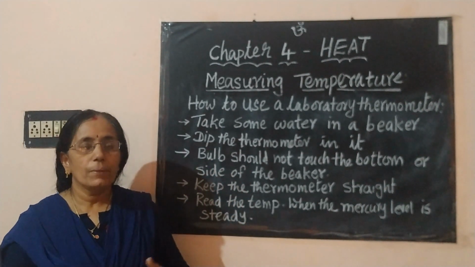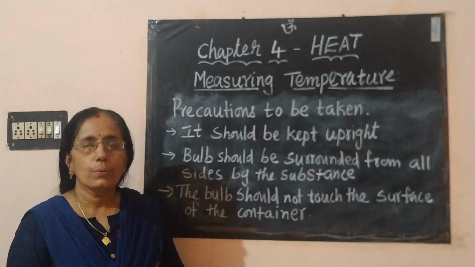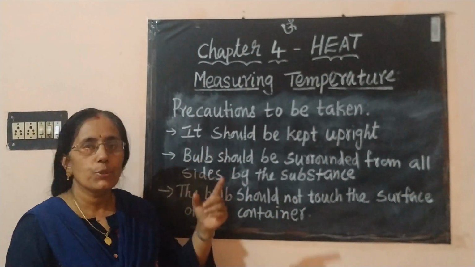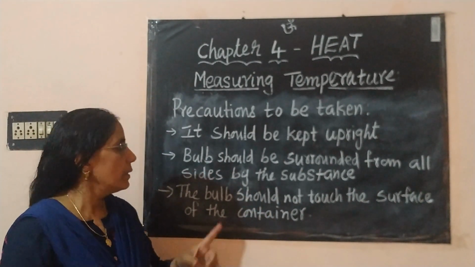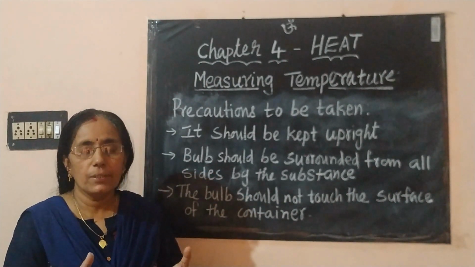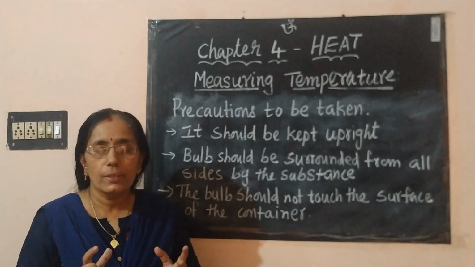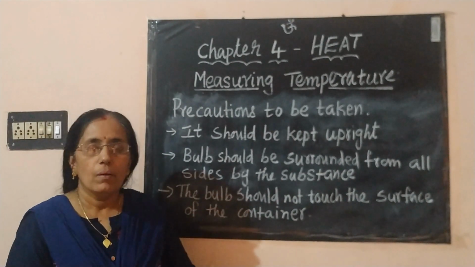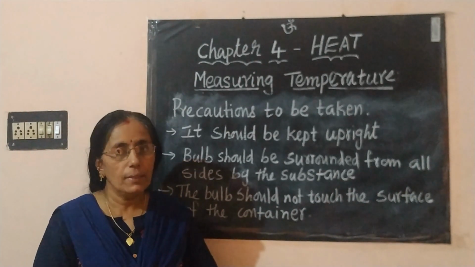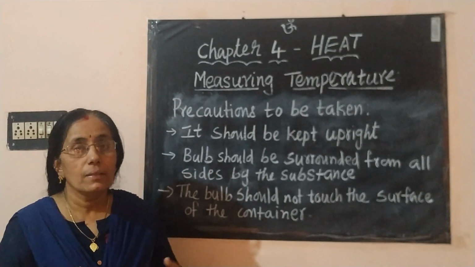Now, let us see what are the precautions to be taken while using a laboratory thermometer. So, the precautions to be taken while using a laboratory thermometer are: number 1, it should be kept upright, not tilted. Number 2, bulb should be surrounded by the substance of which the temperature is measured. Third one, the bulb should not touch any surface of the container. Apart from this, all the precautions that we have already learned in the case of a clinical thermometer are also applicable here. It should be handled very carefully as it can break easily.